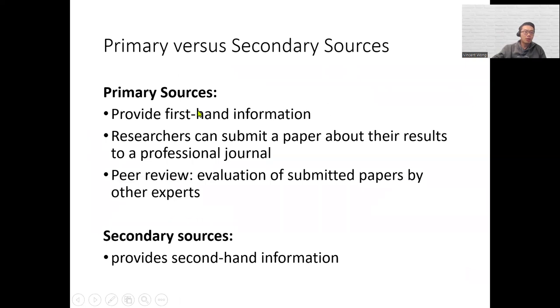So how do we know? How do we know how credible those sources are, right? So we have to look at primary sources versus secondary sources. Primary sources are generally more accurate. Okay, these are firsthand information provided by the researchers themselves, the people who've done the experiment themselves, and they have to write a report and they have to submit it.